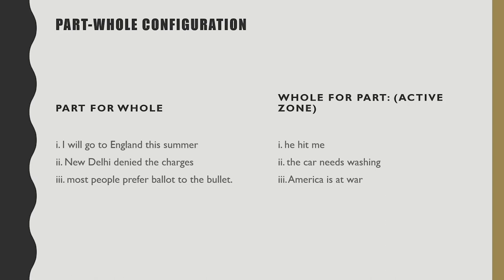So, if a frame is understood as the whole picture comprising smaller parts, then there can be various kinds of relationship, the relationship of the whole with the part and the part with the whole and so on. So, part for whole, for example, I will go to England this summer. Now, this can be taken in both ways. If I say I will go to England this summer, I do not really mean to stick to only England. As you all know, when we say I am going to England, I might even go to Edinburgh, I might go to other places. So, England here stands for Great Britain, the whole country.